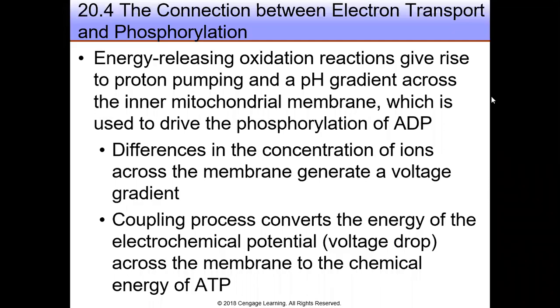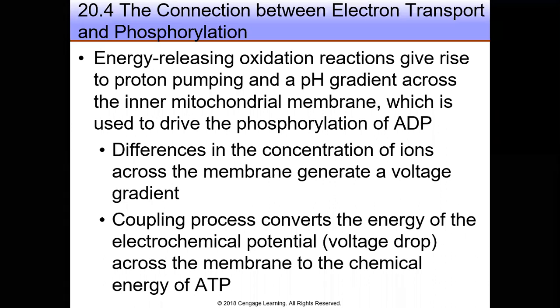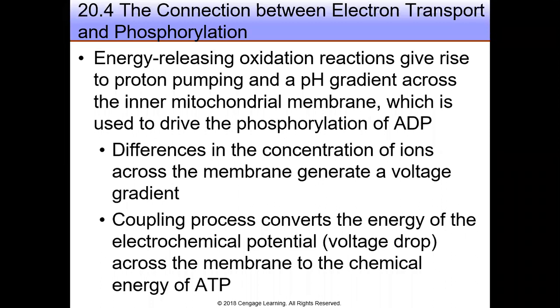Hello, Assalamu alaikum. Today I want to continue this chapter 20.4, the connection between electron transport and phosphorylation. Now, some of the energy released by the oxidation reactions in the electron transport chain is used to drive the phosphorylation of ADP. As I told you before, the phosphorylation of ADP to ATP requires 7.3 kilocalories.